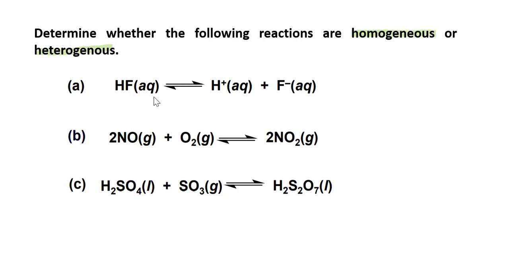For the first reaction, we have aqueous phase and also aqueous phase. So since all these three substances are in the same phase, this reaction is a homogeneous reaction. For the second reaction, we have gas and also gas phase. So same phase for the reactants and product. So again, this one is also a homogeneous reaction.